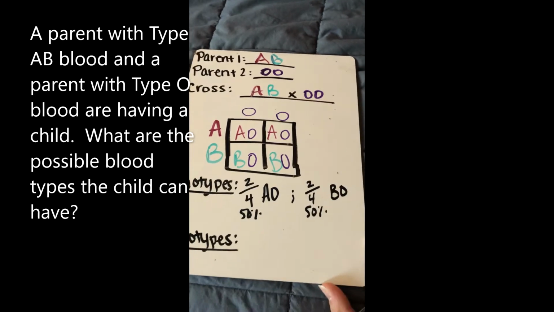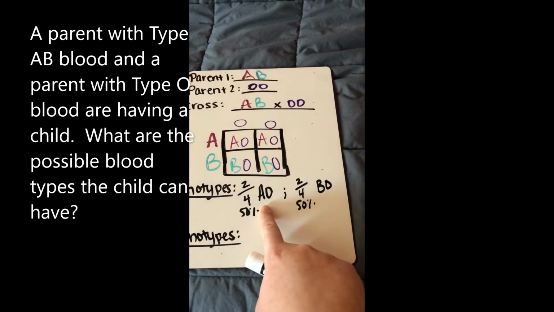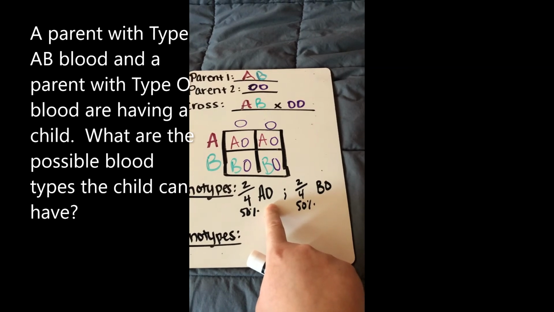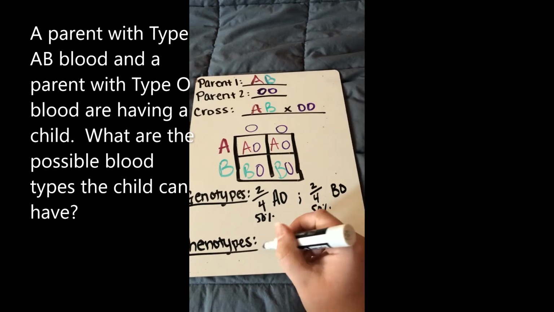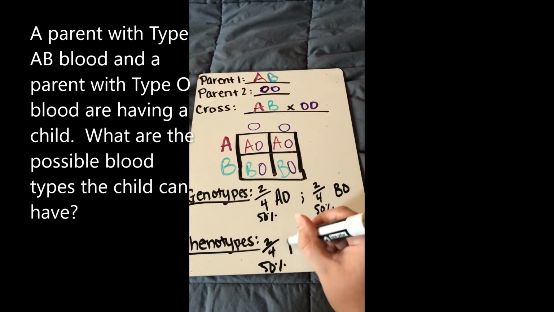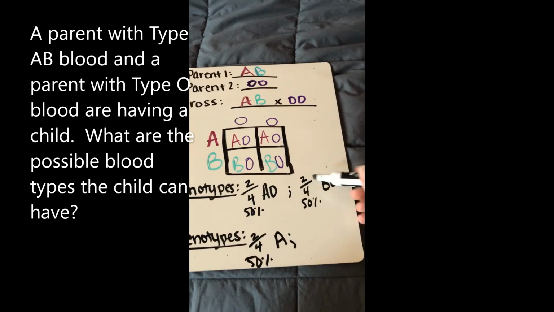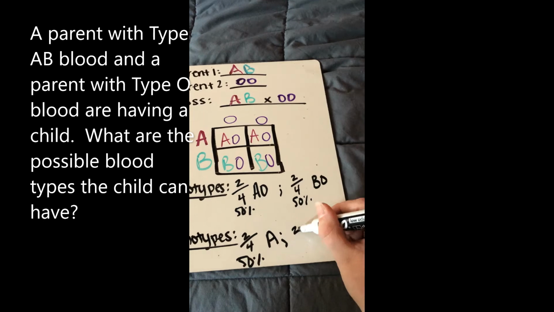Now, thinking back to our phenotypes, if we have heterozygous AO, so A and O together, that means that A is dominant over O. So we have 50%, or 2 out of 4, for type A blood, and we have 2 out of 4, or 50%, same thing for type B blood.